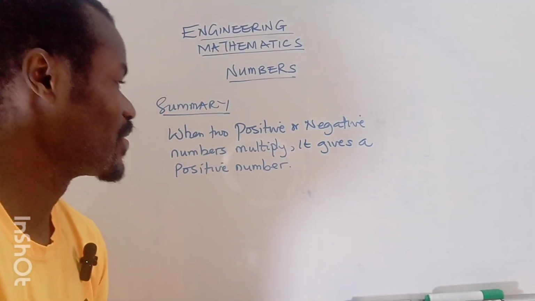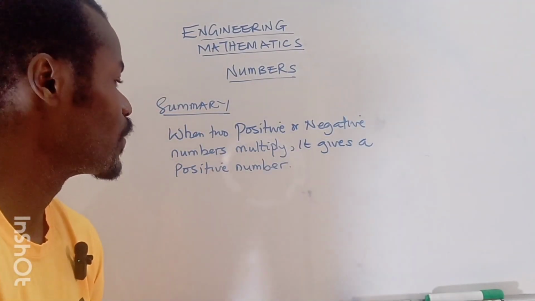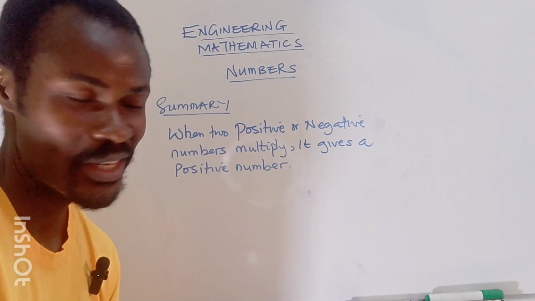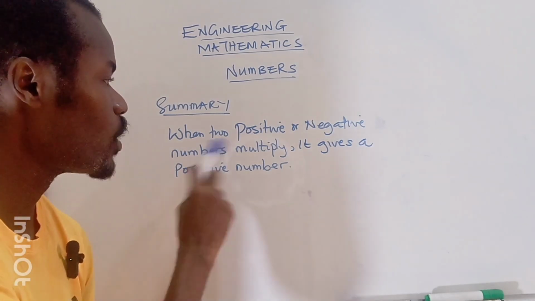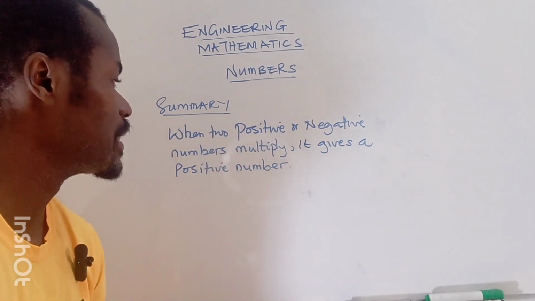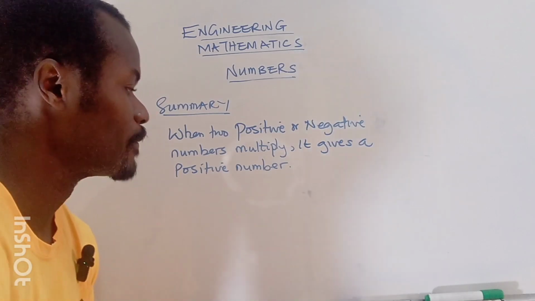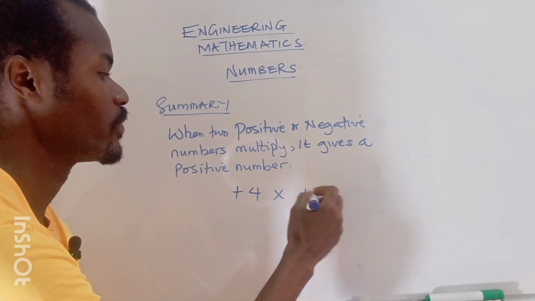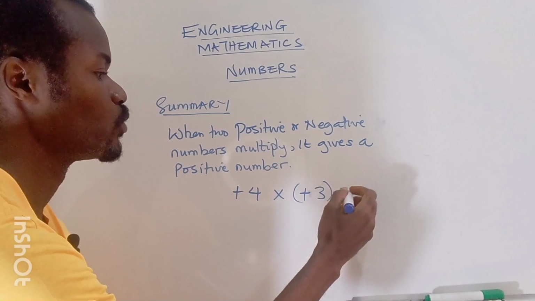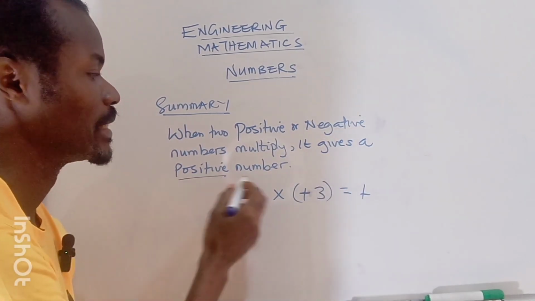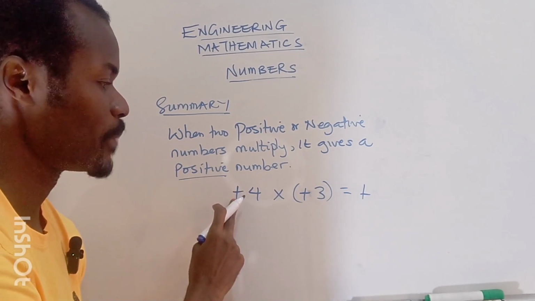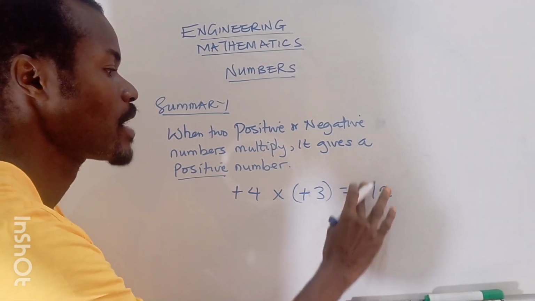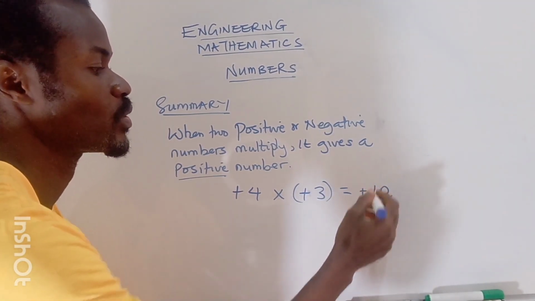To summarize, when two positive or negative numbers multiply, it gives a positive number, from what we have done so far. What does this statement mean? When two positive numbers multiply, let's start with that. If I have plus 4 multiplied by plus 3, this will give us a positive number as our answer. So plus times plus is plus, 4 times 3 is 12. We can write this as just 12 or plus 12.